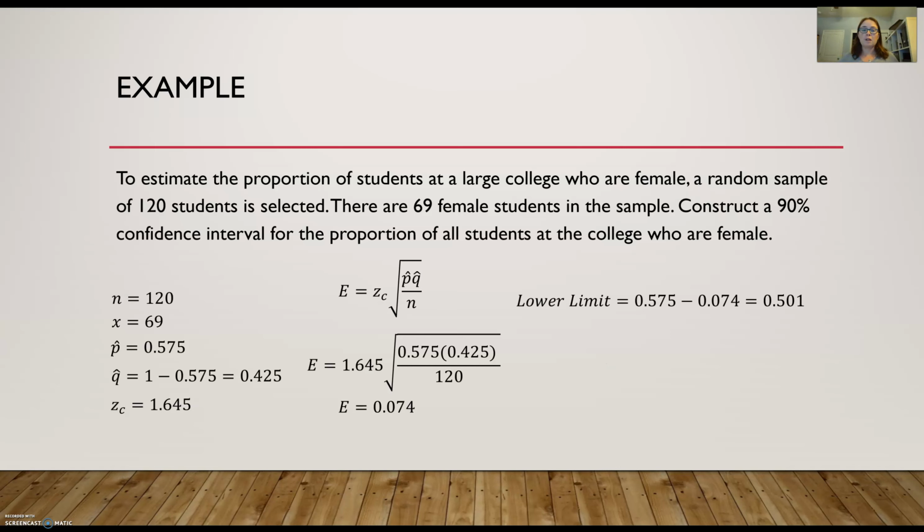So I'm on the home stretch here. The lower limit is going to be P hat minus that error. So I get about 0.501. The upper limit is adding those two numbers together, so 0.649. And usually I will take this and put it into interval notation and turn it into a percent at that point. So multiply each of those limits by 100%. So my interval is between 50.1% and 64.9%.